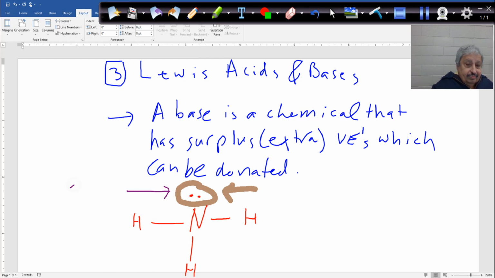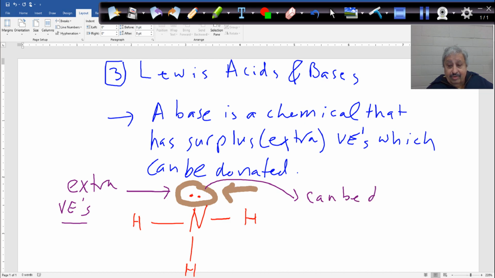Those are extra VEs, valence electrons, correct? So if those can be donated, correct? Therefore, is ammonia an acid or a base? According to Lewis, ammonia is a base. Why is it a base?